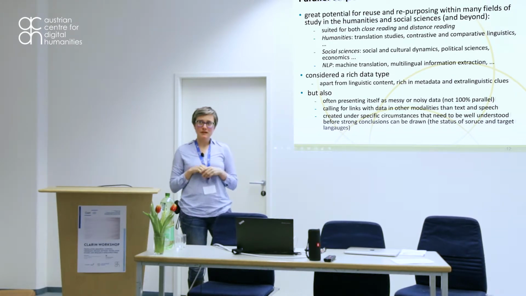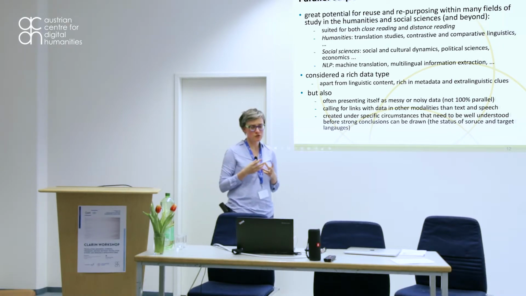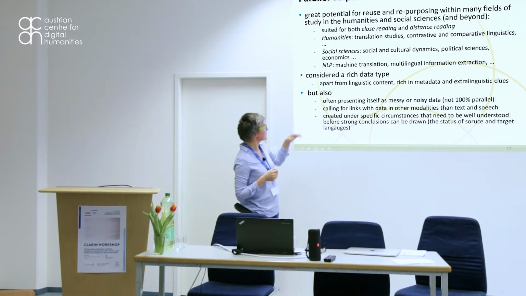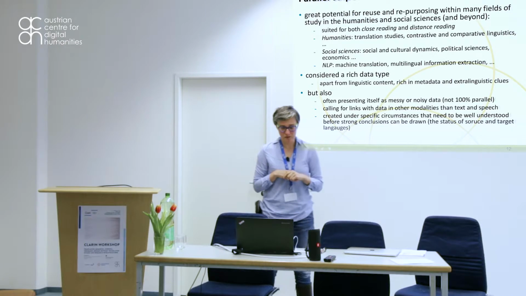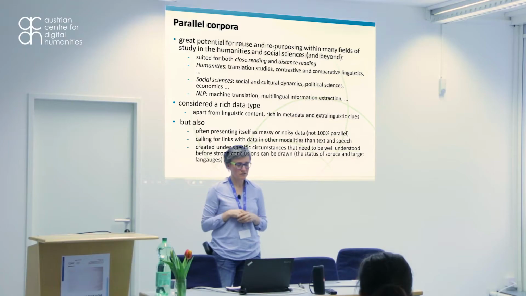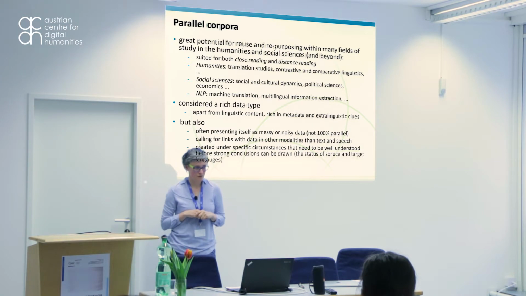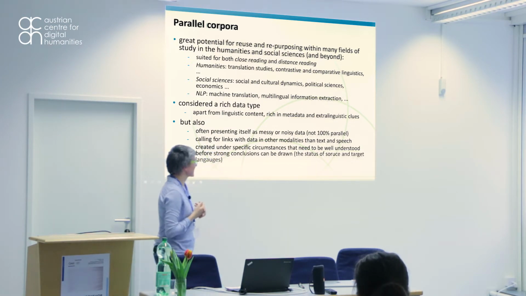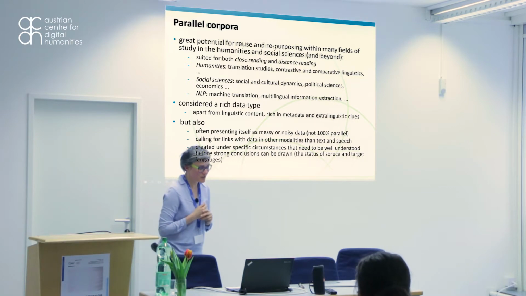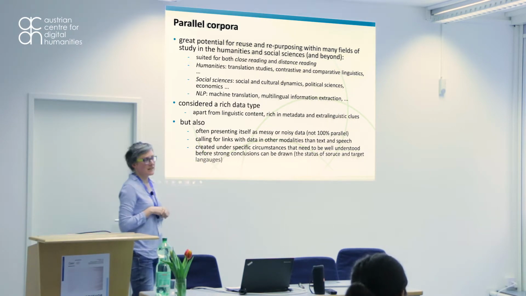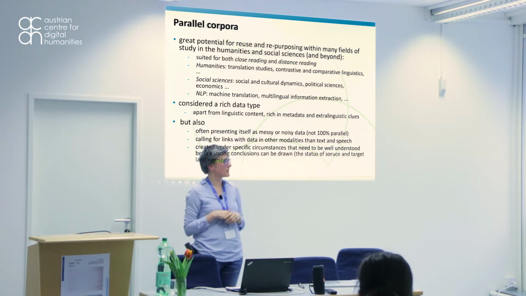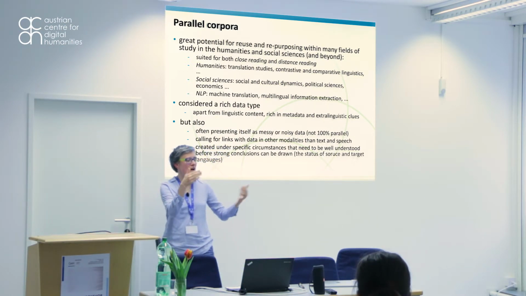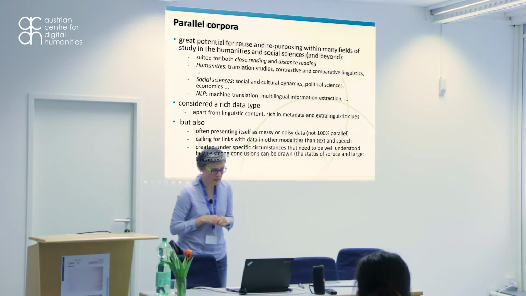Parallel corpora are special because they are considered a particularly rich resource type, because apart from linguistic content, they are very rich in metadata and extra-linguistic clues that make the resource even more valuable for researchers. But on the other hand, they are less easy to use because they are very often messy. They contain quite a lot of noise. It's not always easy to align the parallel segments. Not everything is directly parallel. Some sections can be left out in the translations, and so on.